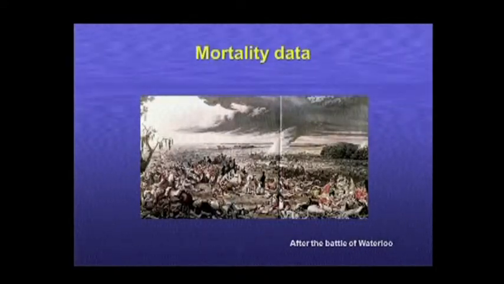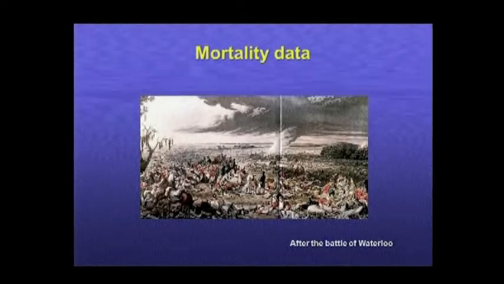And if we're going to use mortality data, the analogy is a famous picture of the Battle of Waterloo, after the battle. What is happening now? They are counting the bodies. So our mortality data is counting-body data. It doesn't really address the problem. It allows a problem to happen, and then we address it later on.